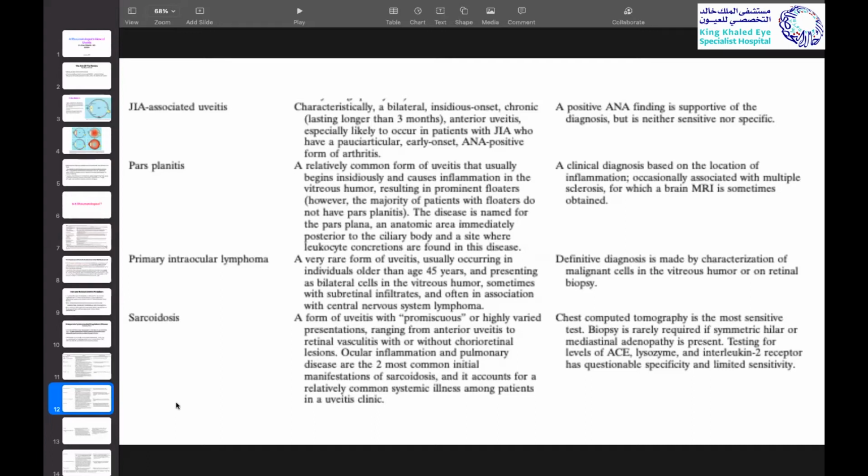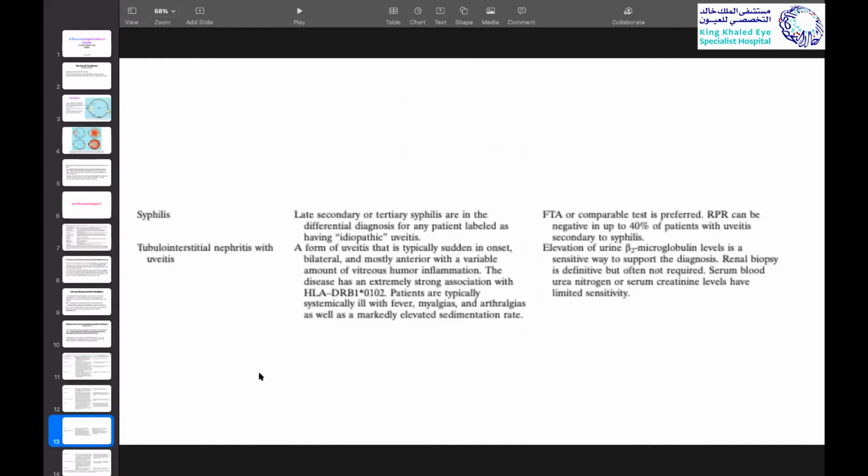Within the other autoimmune diseases, you will consider sarcoidosis, and I'll talk about that later and which labs to ask for. And infectious diseases, as syphilis is always put in mind.